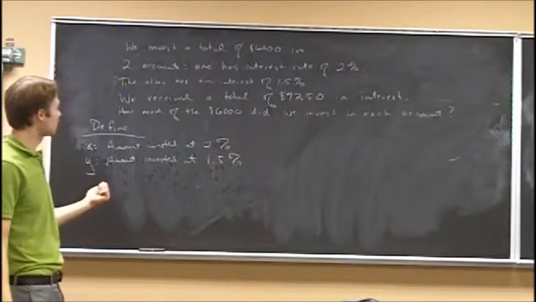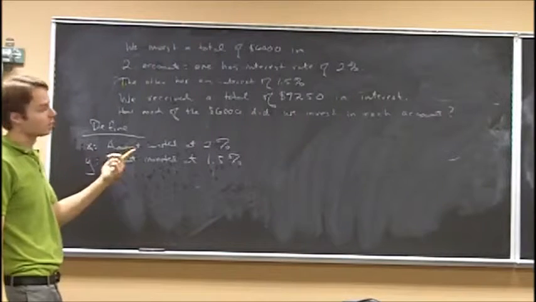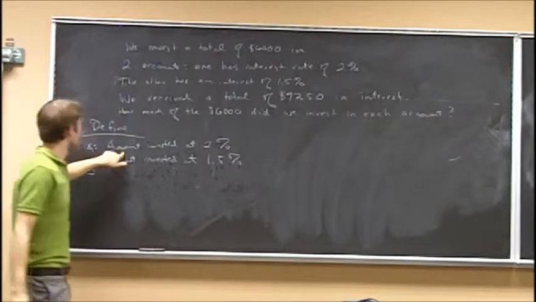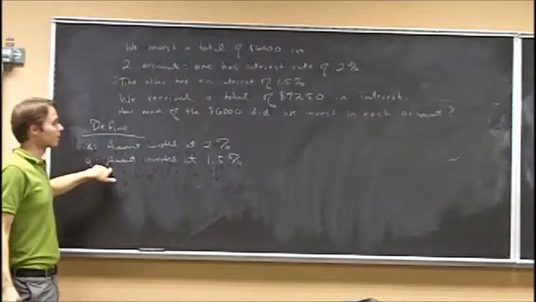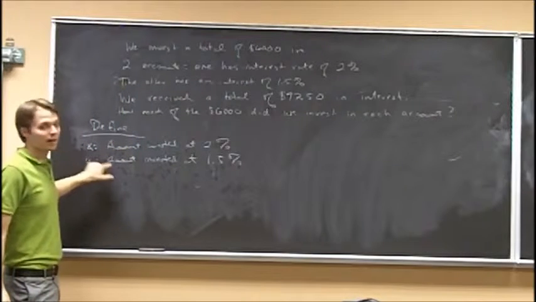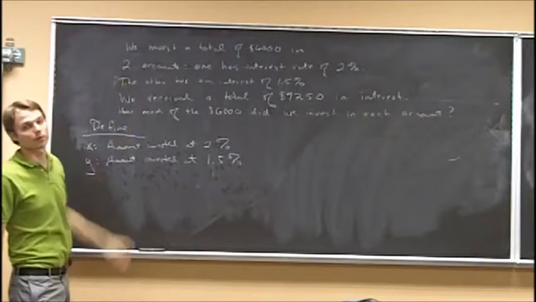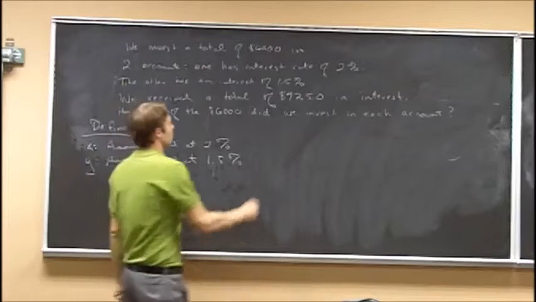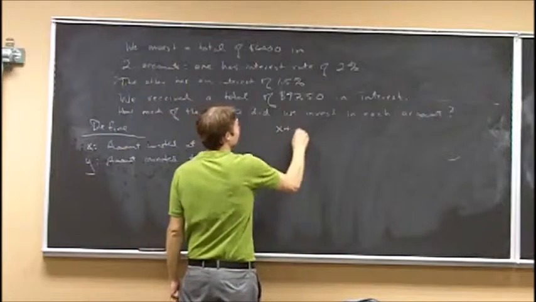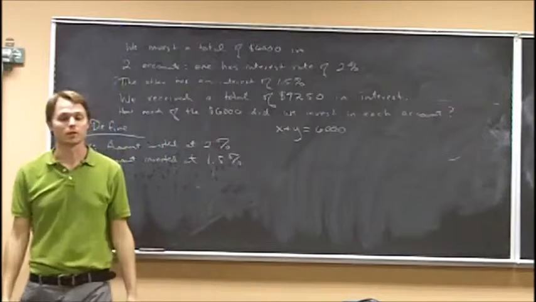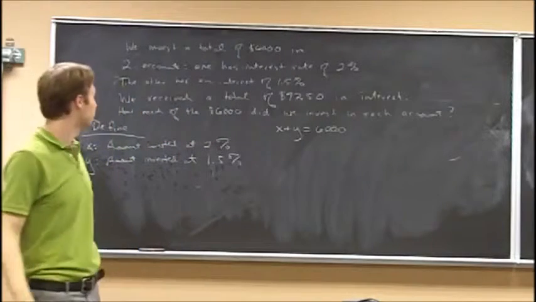Now in this particular case, I have one easy equation and then one equation that I have to think about a little more. First off, if I know that there's an amount that I invested at 2% and an amount that I invested at 1.5%, if I add these two amounts together, it better equal to $6,000 because that's what I was initially told in the problem. So I know that if I take x plus y, it better end up equaling to $6,000 since those are the two amounts that I invested.